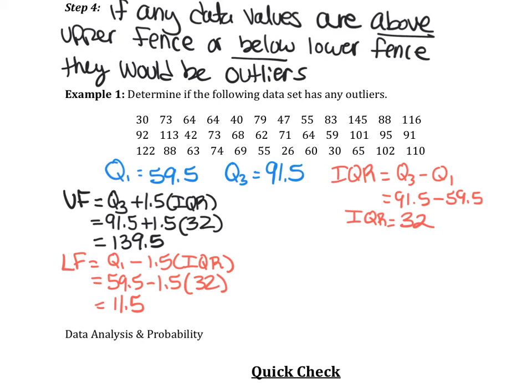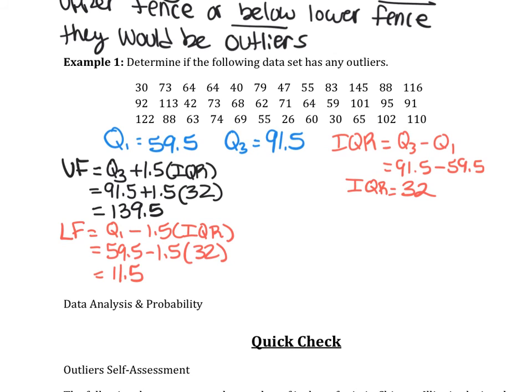So again, these are not your answers. This is not telling you 139.5 is an outlier or 11.5 is an outlier. These are giving you your boundaries. So any data values that are within these bounds are considered normal or acceptable for the data set. If you have any of your data values outside of these bounds or outside of these fences, those would be the values that are considered outliers.